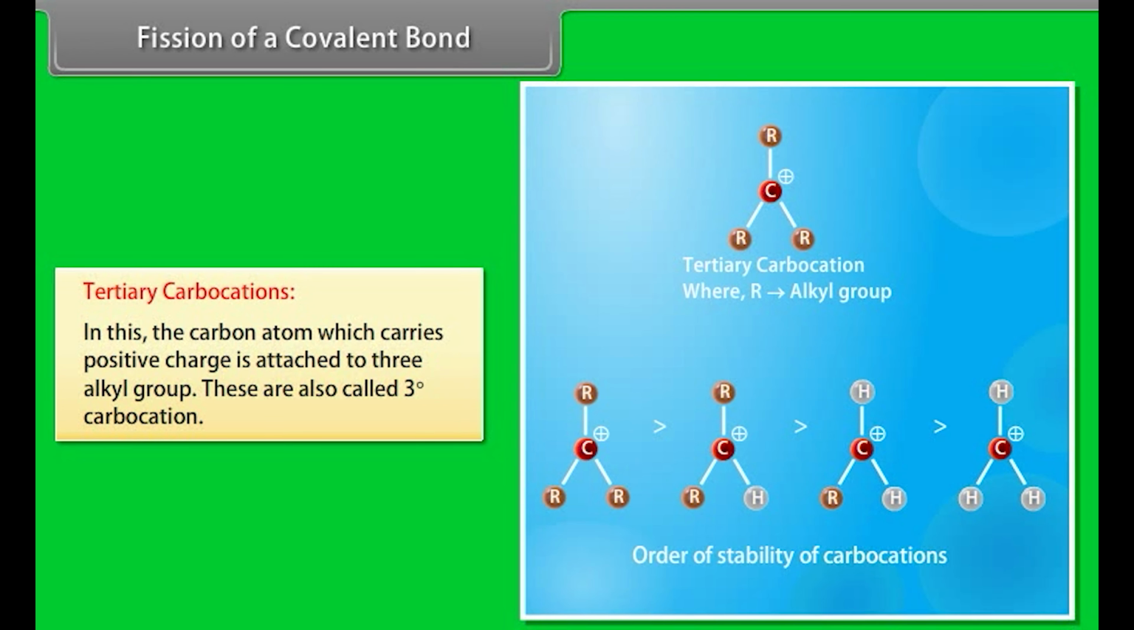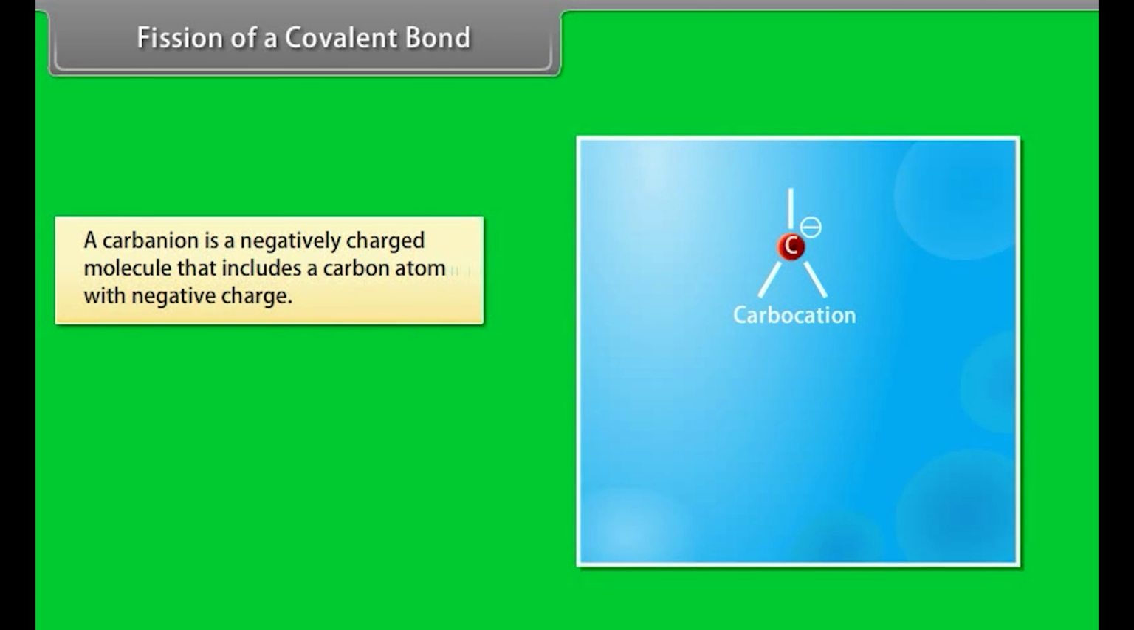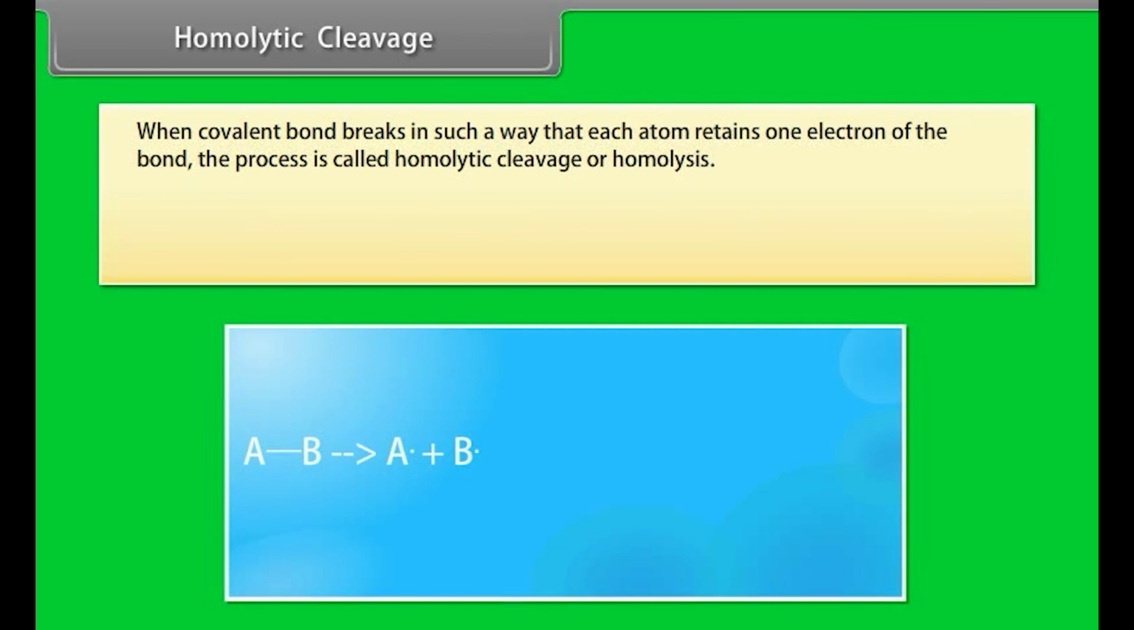Order of stability of carbocations is: A carbanion is a negatively charged molecule that has a carbon atom with negative charge. The simplest carbanion is the methide ion, which can be derived from methane by a loss of proton. Homolytic cleavage. When a covalent bond breaks in such a way that each atom retains one electron of the bond, the process is called homolytic cleavage or homolysis. It often produces free radicals.